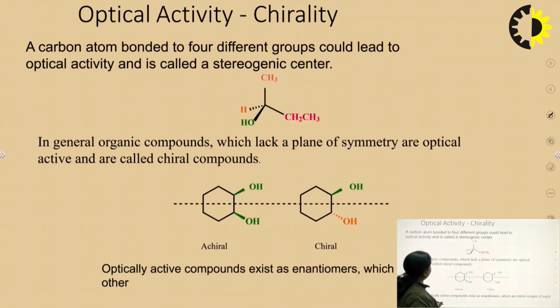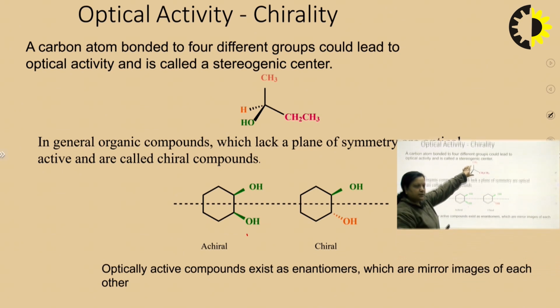Now, for example, in this case, here we see that the OH groups are on the same plane. So if we imagine a half plane which divides this compound into equal halves which are the same, this compound will be achiral, that is optically inactive. But here the structure is the same, but the two OH groups are in different planes. So if we imagine a plane, the two halves are not the same, so this form is called optically active, that is chiral.